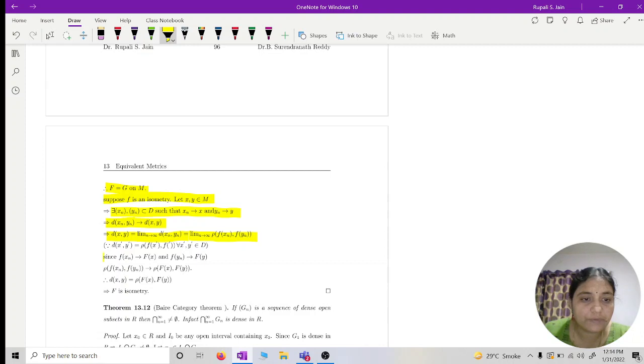Now since small f of xn converges to capital F of x, and small f of yn converges to capital F of y, rho of small f of xn comma small f of yn converges to rho of capital F of x comma capital F of y. Therefore the distance of x and y is nothing but rho of capital F of x comma capital F of y. So this implies F is an isometry. So this proves capital F is an extension of small f.